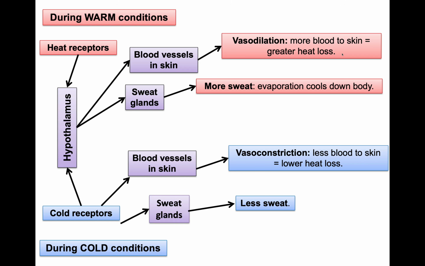So when it's too hot, what happened? The heat receptors in the skin pick this up. They send a message via the neurons to the hypothalamus of the brain. Then the hypothalamus sends a message to the blood vessels in the skin, instructing the skin capillaries now to become wider or to dilate. And when they become wider, more blood is allowed to flow there. And if more blood is flowing there, more heat flows to the surface. And if more heat flows to the surface, more heat will be lost.